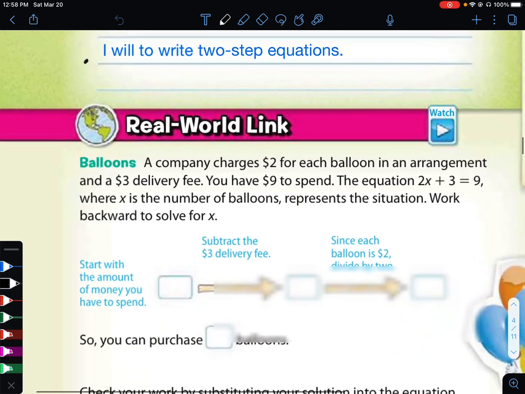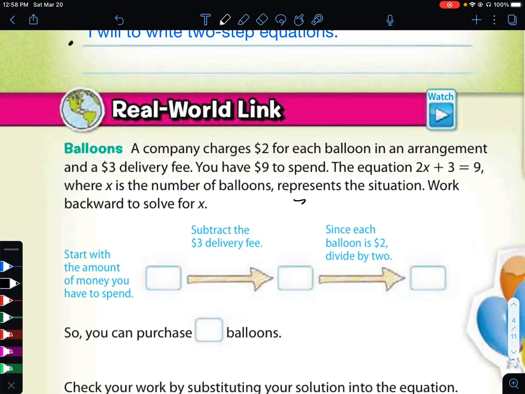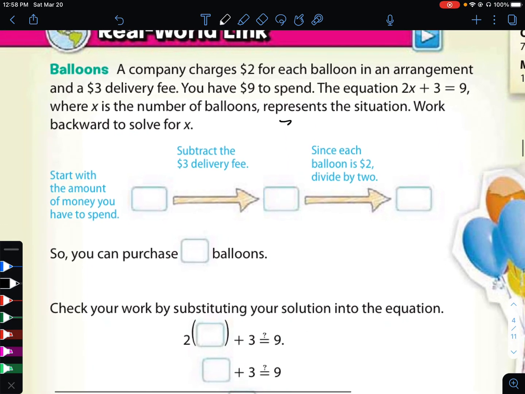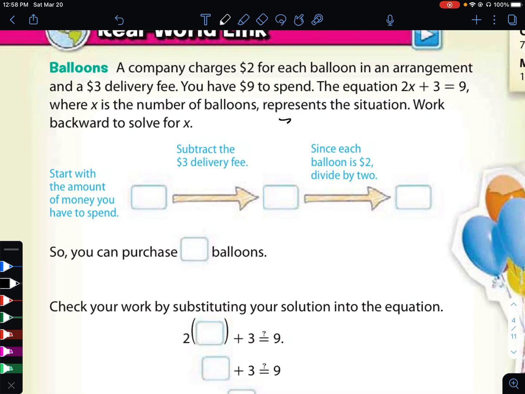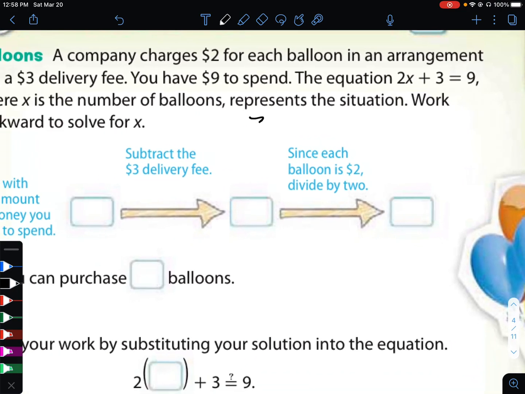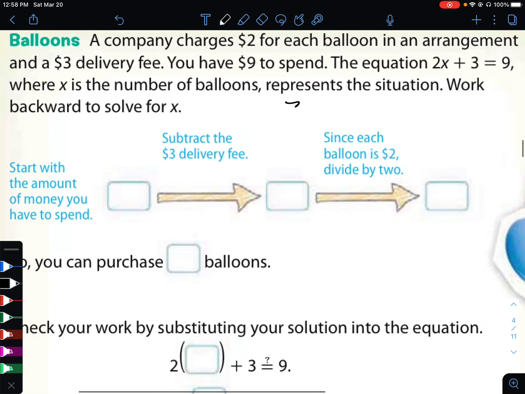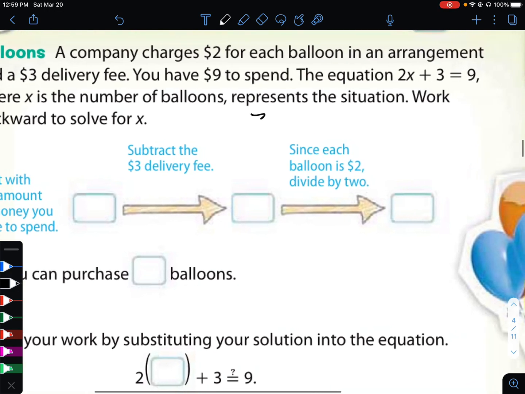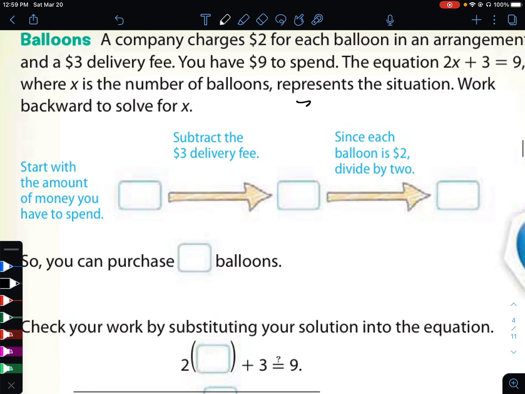Let's take a look at the real world example for this. A company charges $2 for each balloon in an arrangement and a $3 delivery fee. You have $9 to spend. The equation 2x plus 3 equals 9, where x is the number of balloons, represents the situation. Work backwards to solve for x.